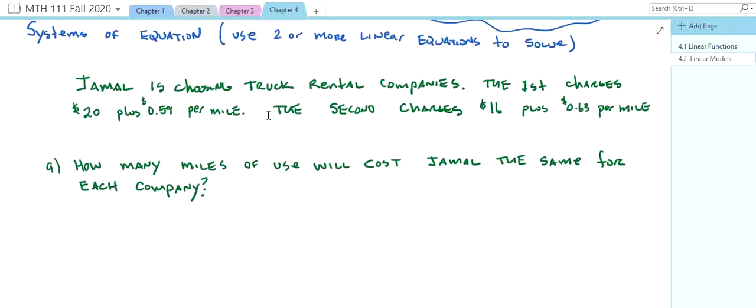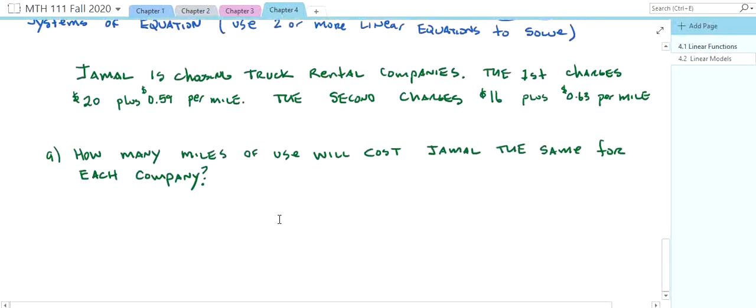Okay, say Jamal is choosing trucking rental companies, and the first charge is $20 for a truck plus 59 cents per mile, while the second charge is $16 to rent a truck plus 63 cents per mile. So one of them charges less to rent the truck but more per mile than the other. So let's figure out how many miles of use Jamal can make out of these trucks where they'll both end up costing him the same amount. This will help him make a decision.